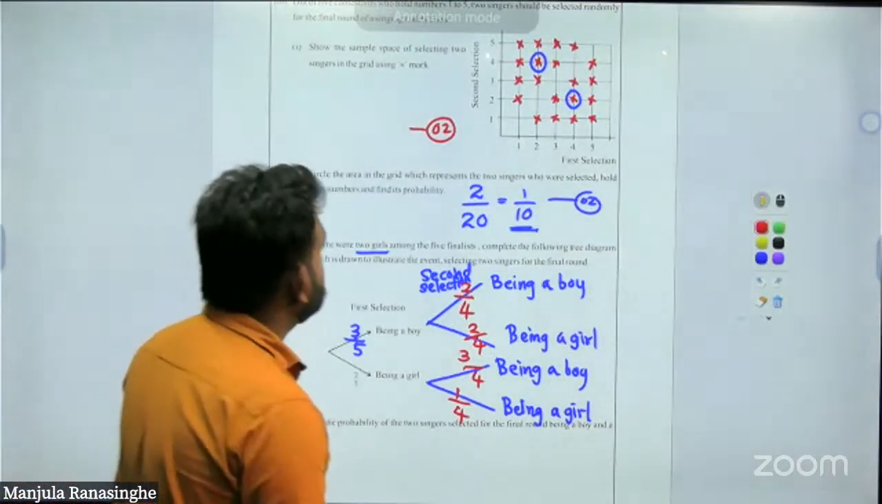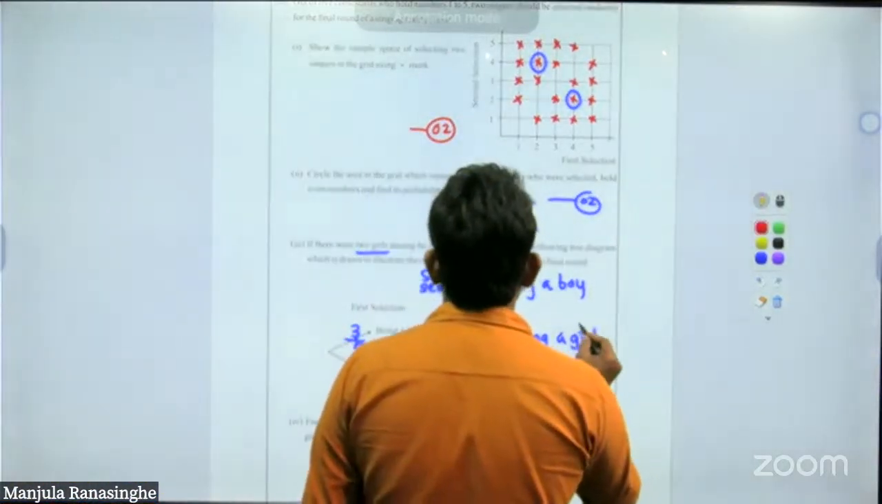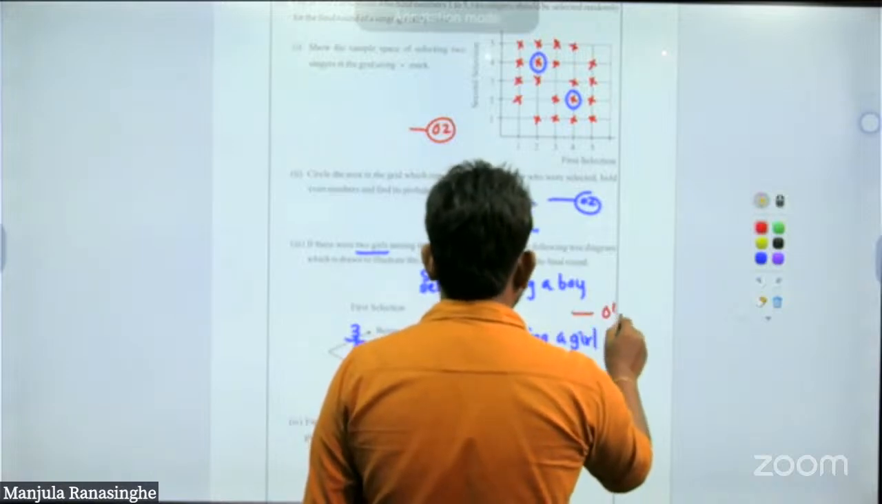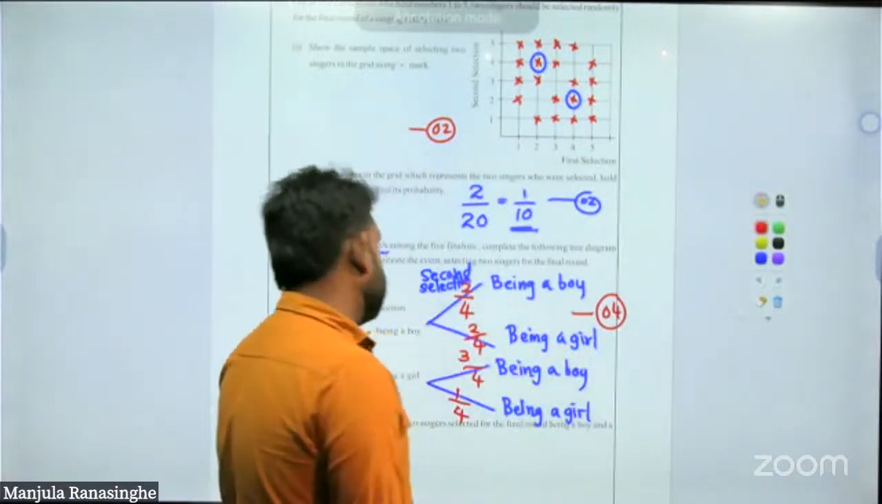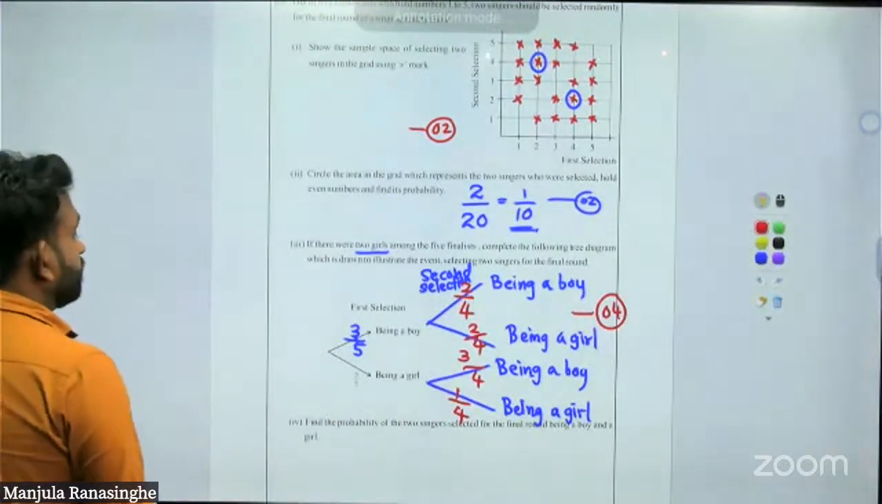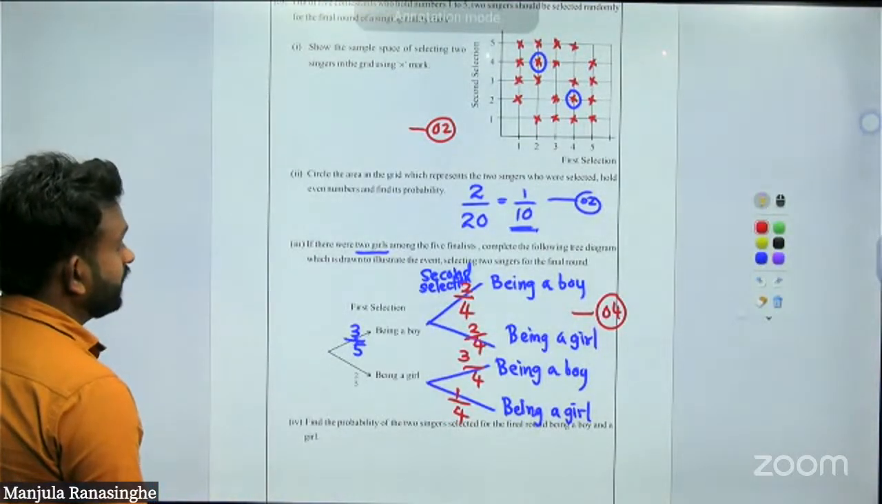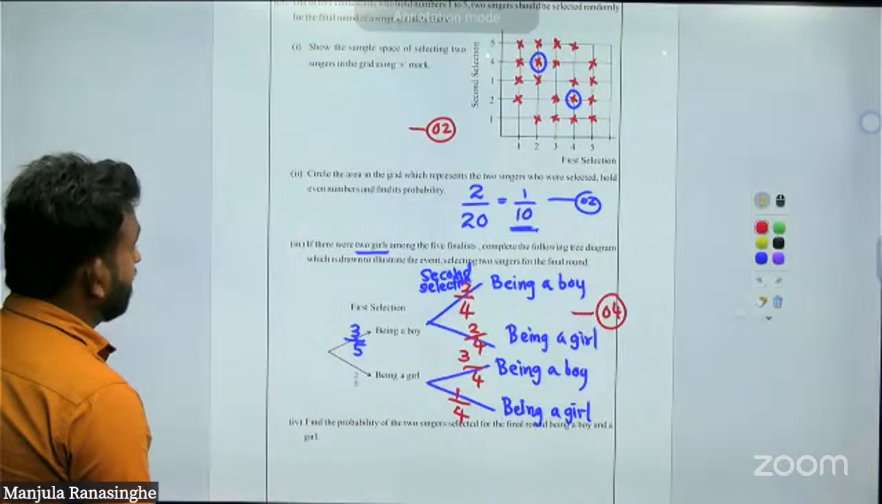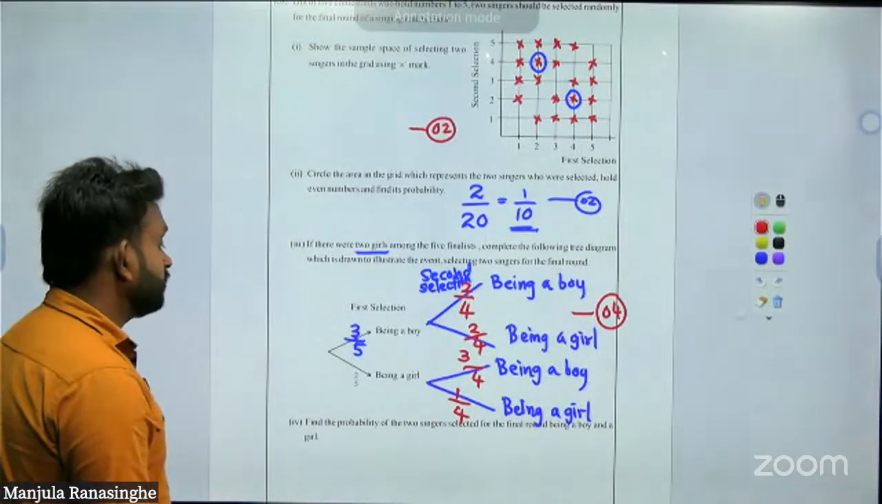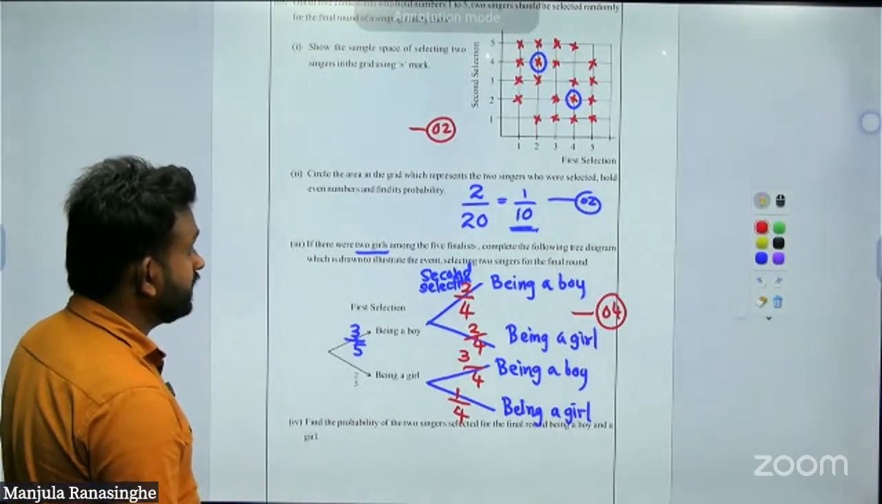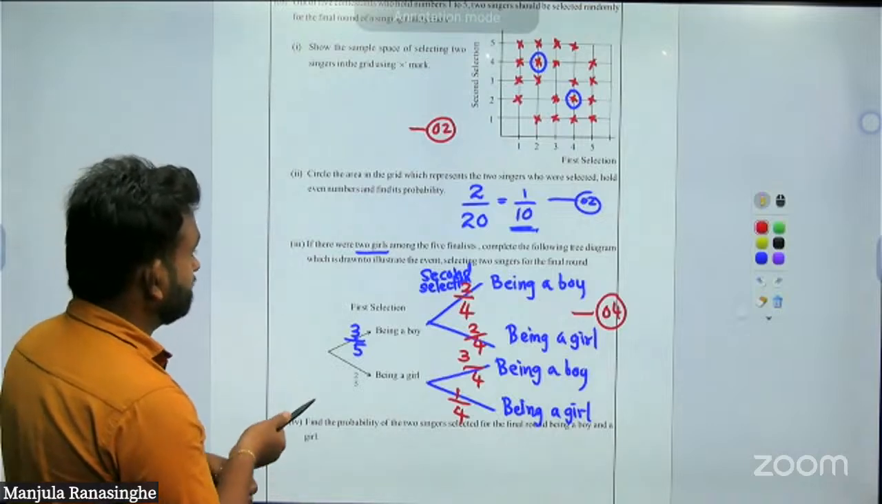For that part you have 4 marks for the tree diagram. Then, extending the tree diagram, find the probability of the two singers selected for the final round being a boy and a girl.